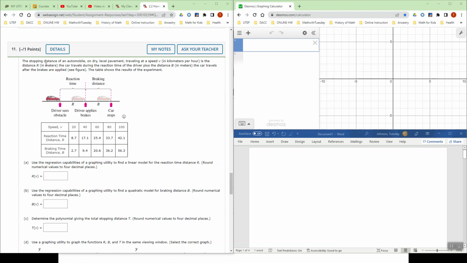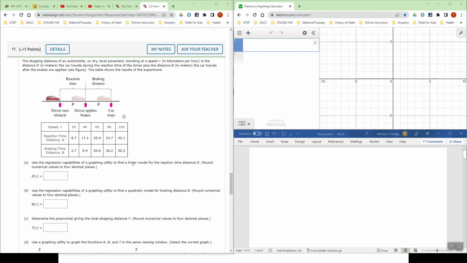Okay, so this is section 2.2 homework. The stopping distance of an automobile on dry level pavement traveling at a speed v, for velocity, in kilometers per hour, is the distance capital R in meters. The stopping distance is the distance R the car travels during the reaction time of the driver plus the distance B the car travels after the brakes are applied. Reaction time, hit the brakes, car finally stops. Okay, here's an experiment. Use the regression capabilities of a graphing utility to find a linear model for the reaction time distance R.